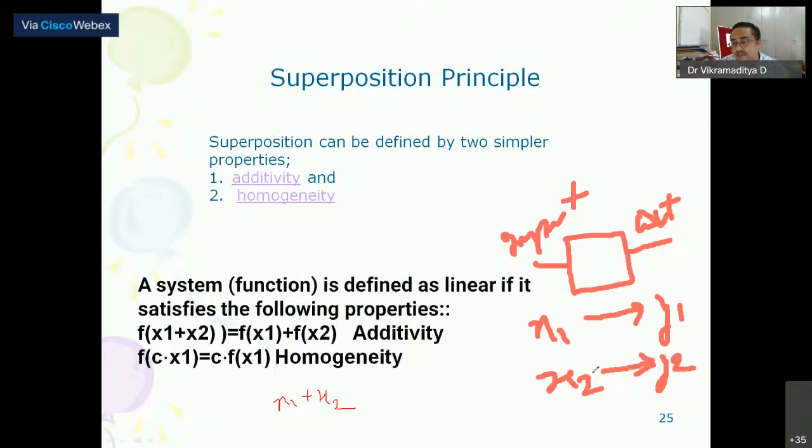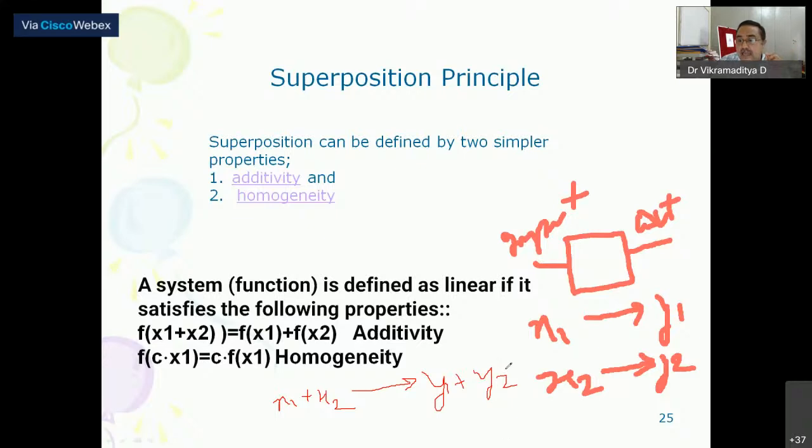Previously I have applied x1 and x2 independently. Now I am applying x1 plus x2. That is, I am adding these two input signals. In terms of the resistor example, I am applying a voltage which in magnitude is equal to V1 plus V2. And if I am getting an output equal to y1 plus y2, then I say my system obeys the principle of additivity, not superposition. Still it is incomplete, it is partial.